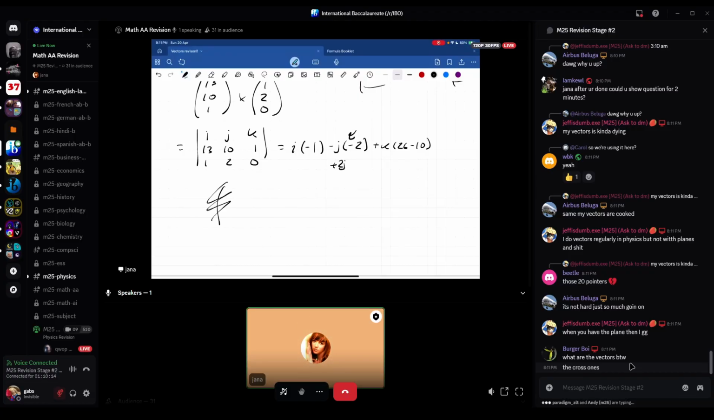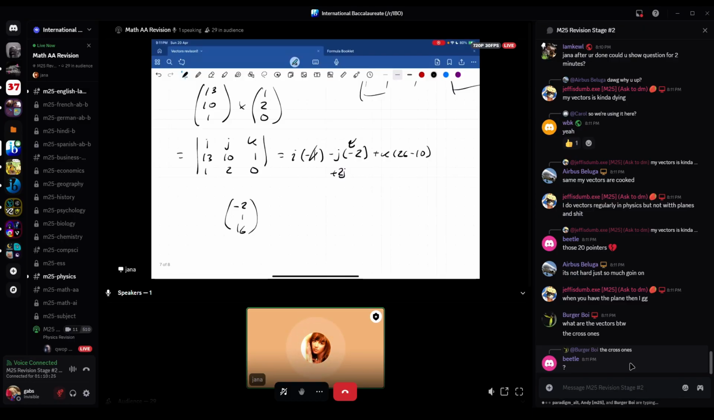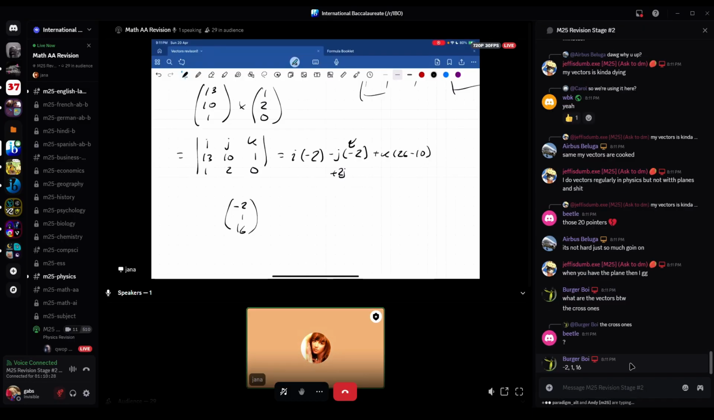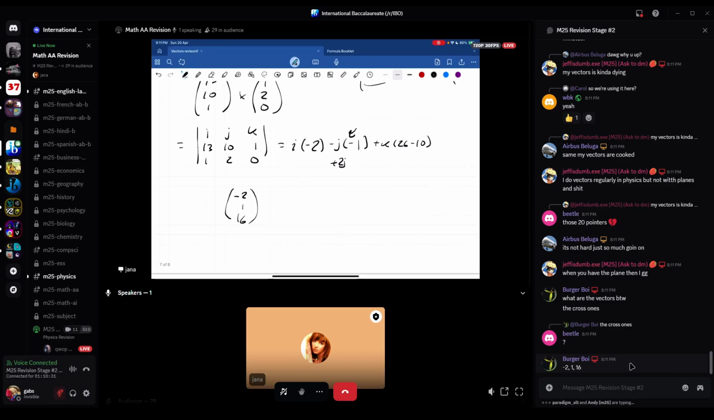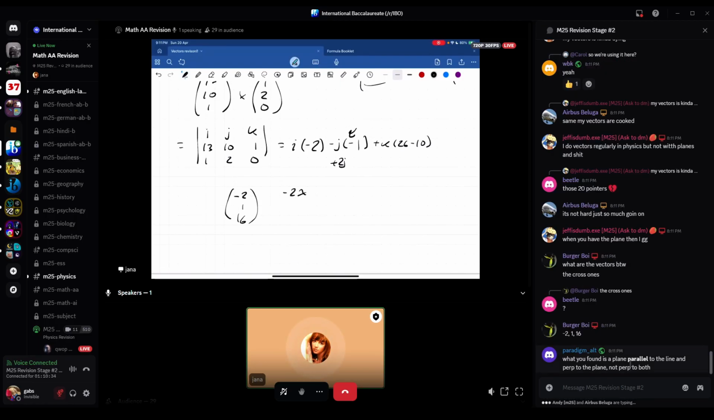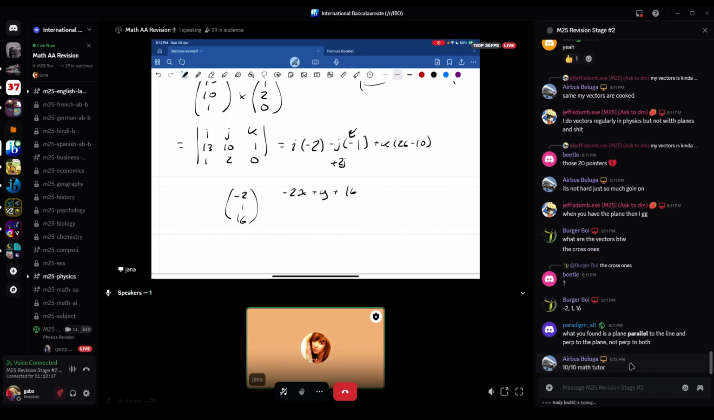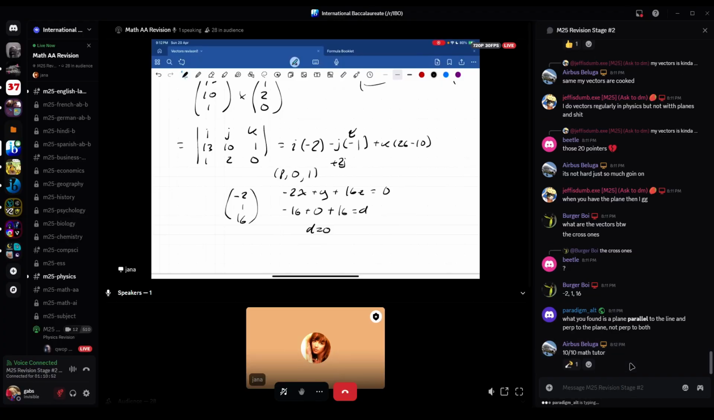Until I figure out what I computed wrong, what you want to be getting is -2, 1, 16. I crossed my vectors wrong because I wasn't paying attention. Oh, I know what I did wrong. Sorry, guys. There we go. All good. So we're going to get -2x plus y plus 16z is equal to d. And we know that point 8, 0, 1 is in the plane, so negative 16 plus 0 plus 16 is equal to d, so therefore d is 0, so this is the equation of the plane. Sorry for that little mistake.